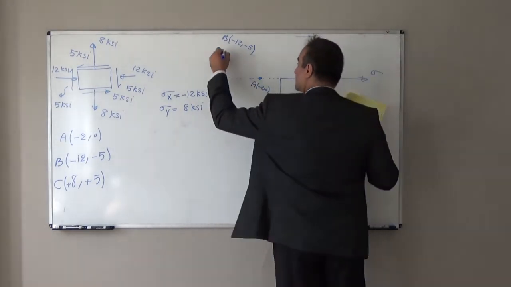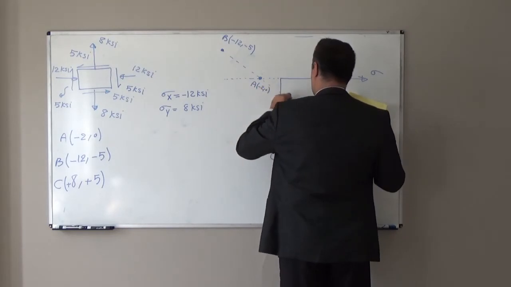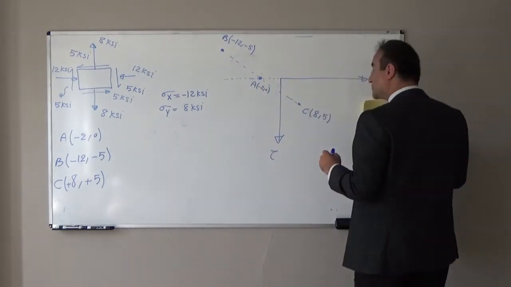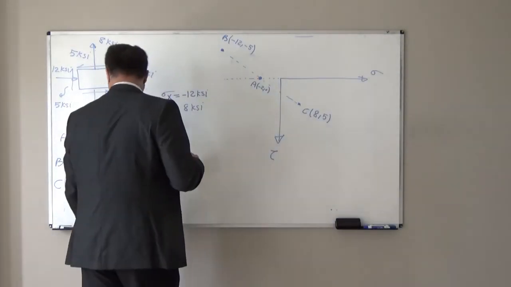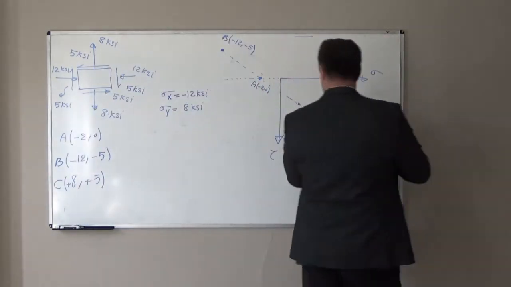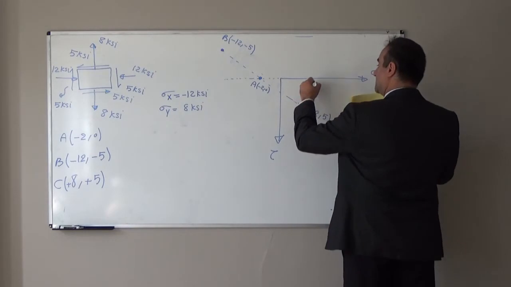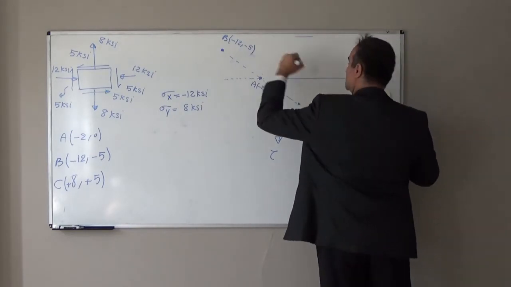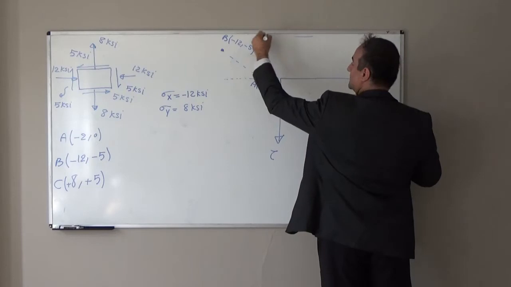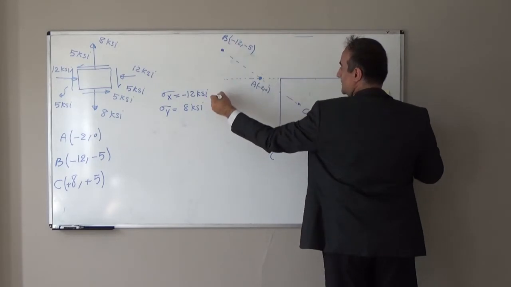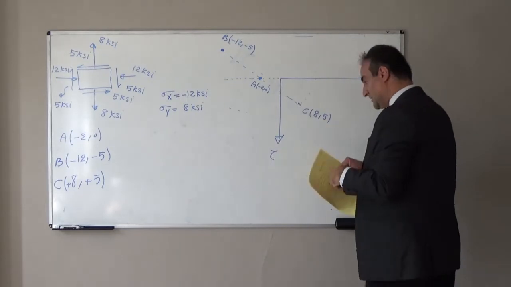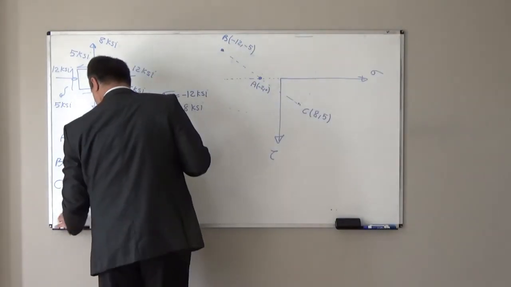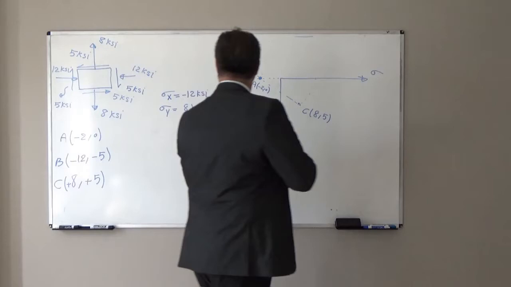So we should now show our circle. It will be something like this. I think I should use another black.